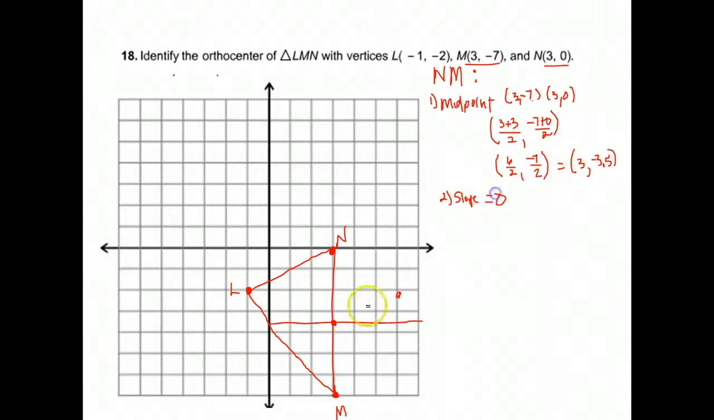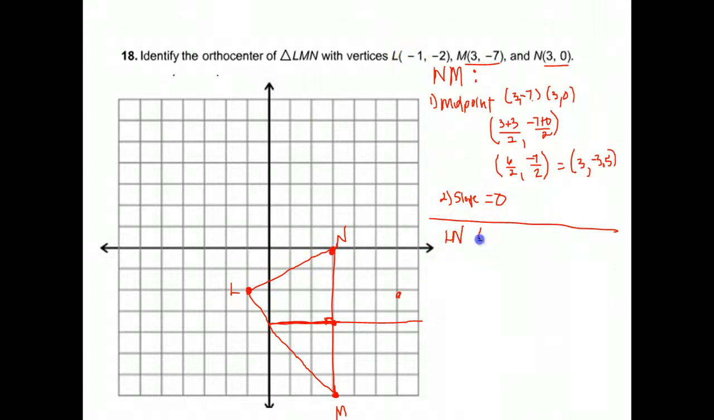The slope should be 0, perfectly flat for that line. So here is the altitude for the side NM. Okay, we need to find the altitude of one of our other two sides. It can be either one. I'm going to go with LN.